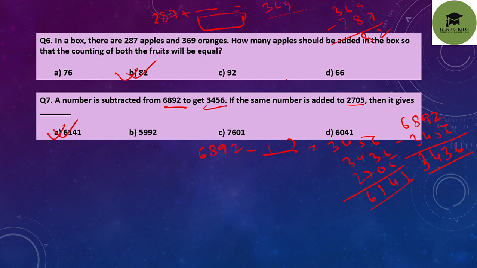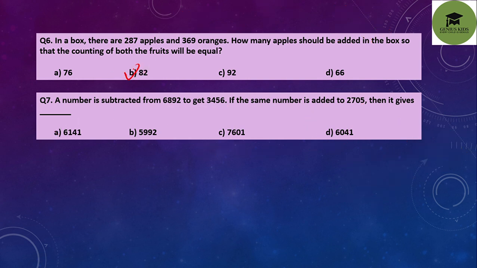Understood? So let's remove all this. First one is 82, second one is 6141. Next question.